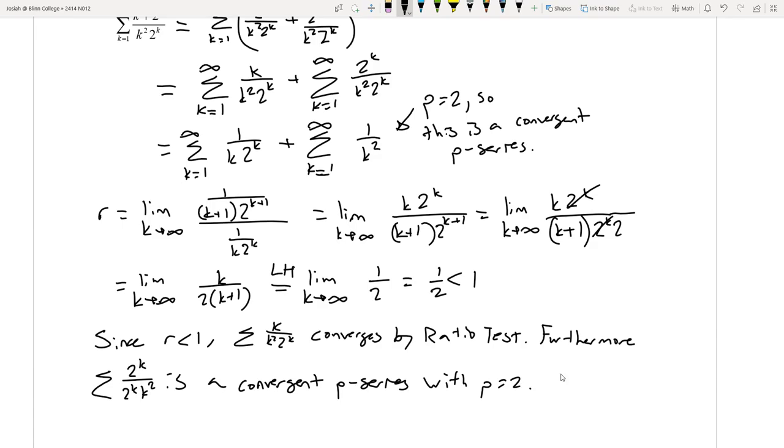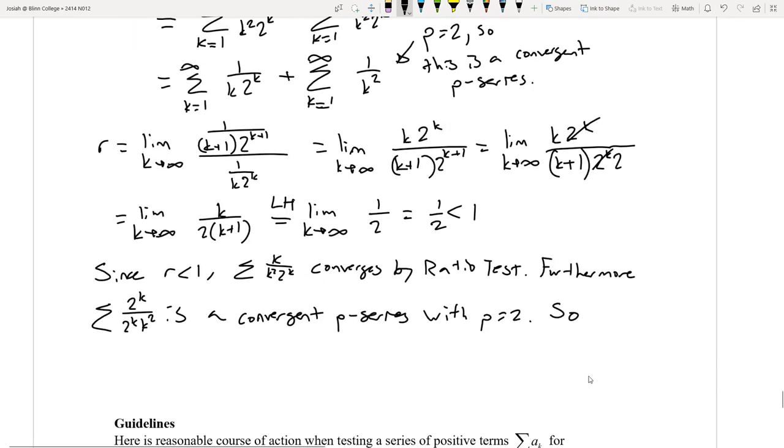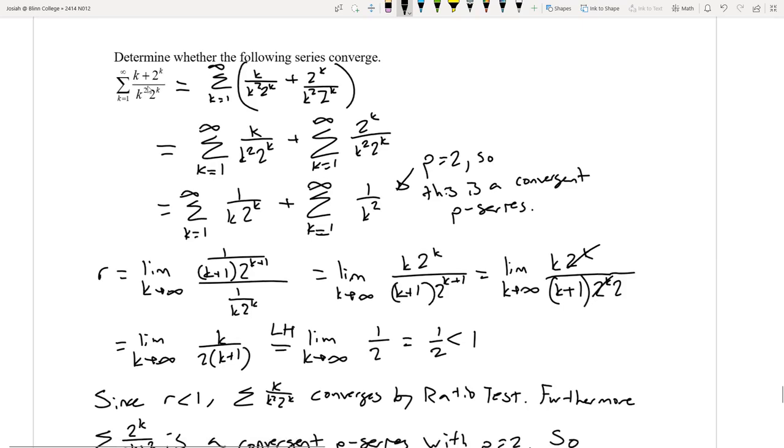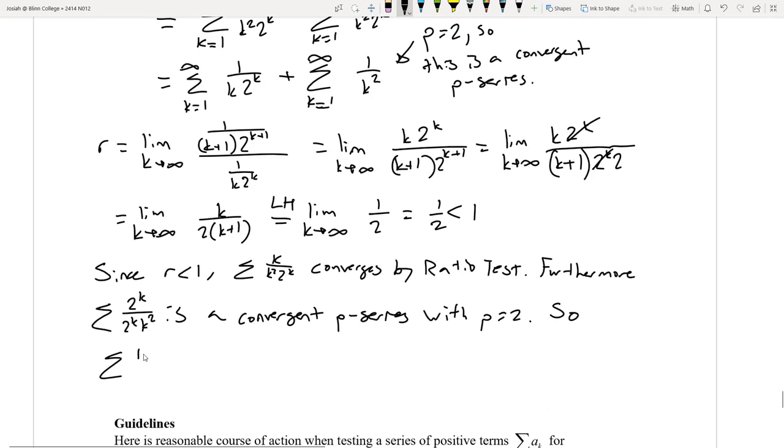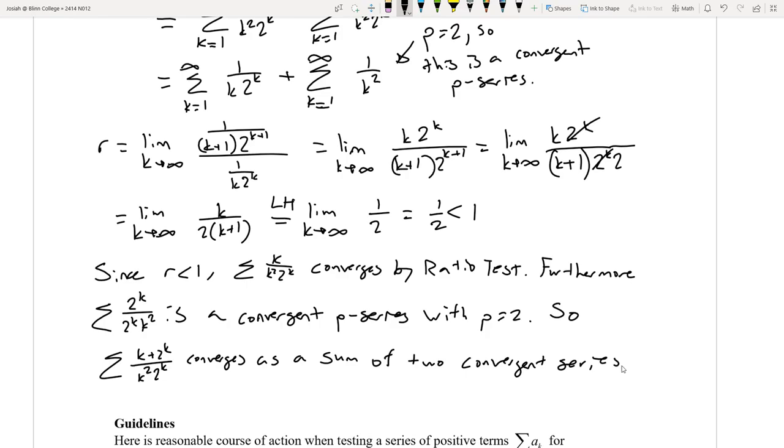So our series that we started with then, k plus 2 to the k over k squared 2 to the k, converges. For what reason? As a sum of two convergent series. That's going to be what we want.